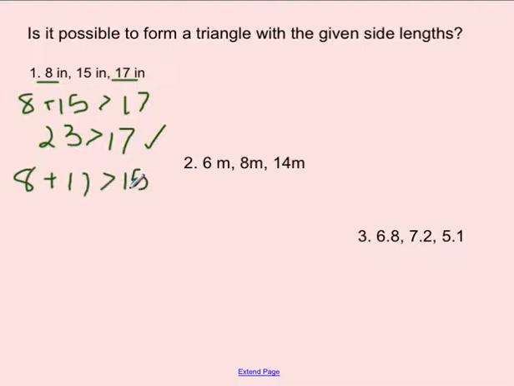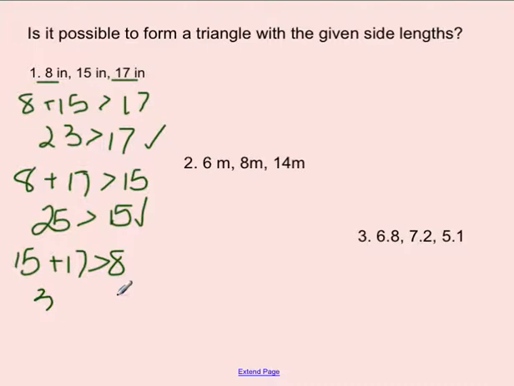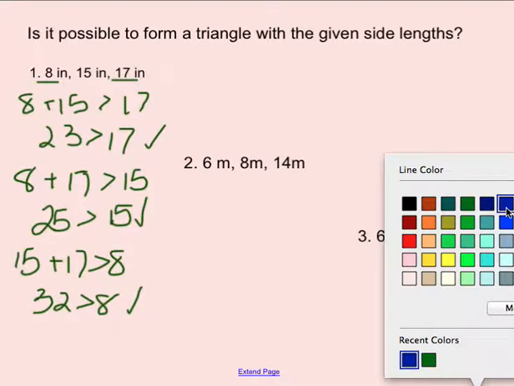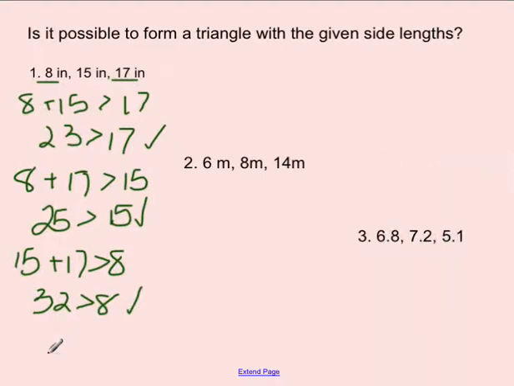And you do need to write this work out. You need to show me that you've checked all of these things. So even if you do it in your head, you need to have the work written out. Is 25 greater than 15? Check. Yes, that works. So next, 15 plus 17 is greater than 8. Is 32 greater than 8? Yes. So even though you could obviously see that it was going to be greater, you do need to write out all of that math, okay? So for this one, yes, this is a triangle.